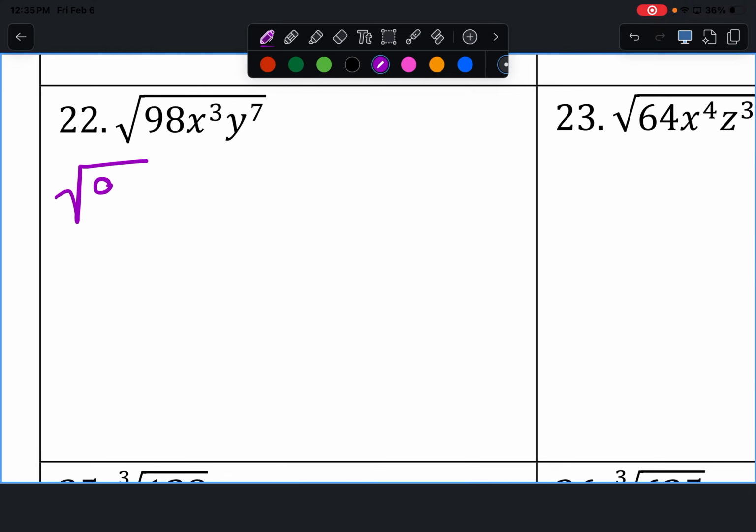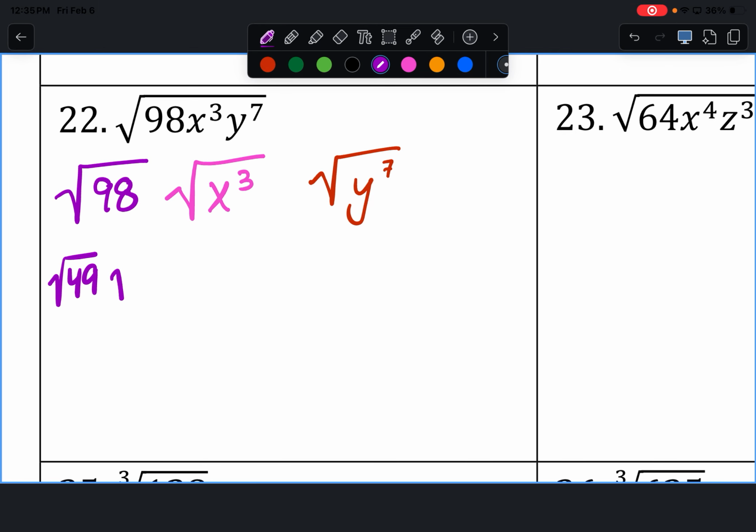We're going to look at the square root of 98, the square root of x to the third, and the square root of y to the 7th. So what is the biggest perfect square that can go into 98? 49. 49 times what? What is the square root of 49? So we have 7 times the square root of 2.